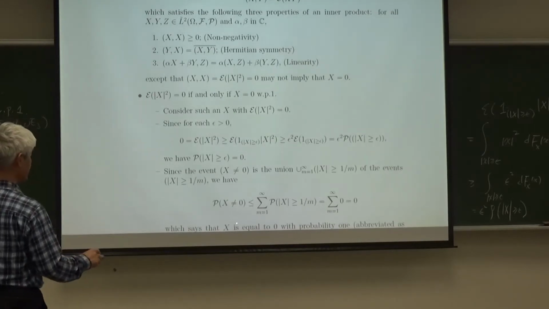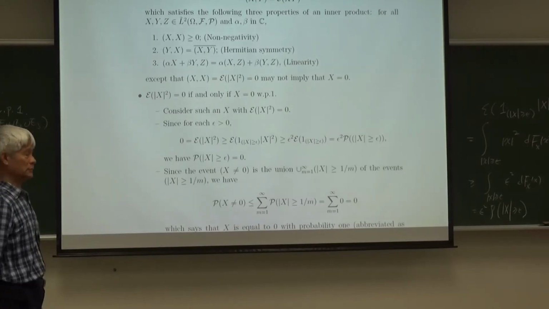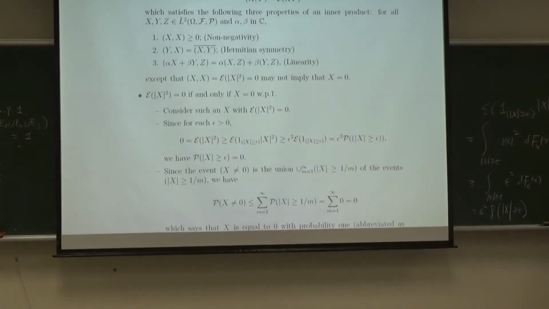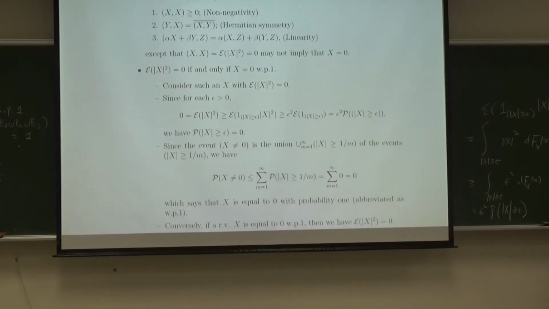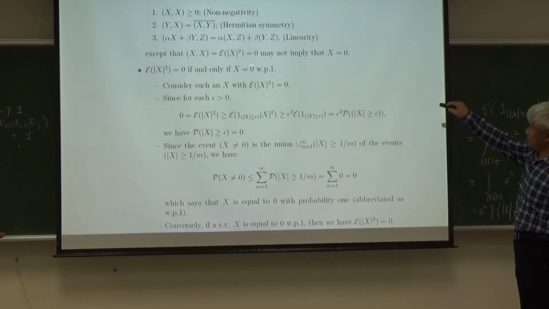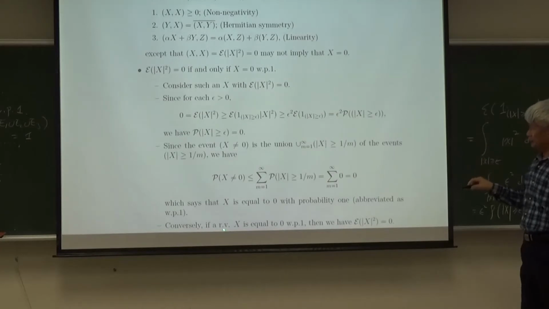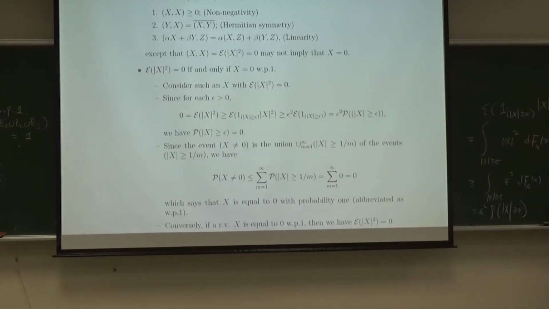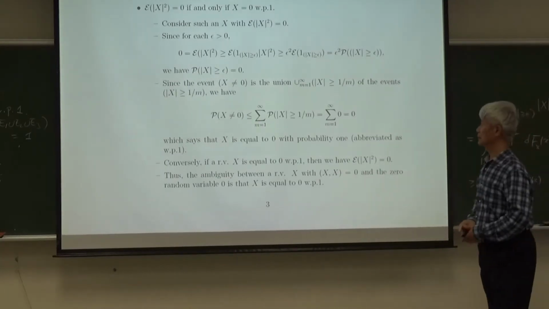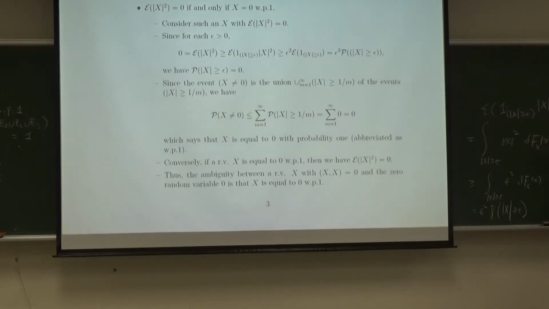So we say that X is equal to 0 with probability 1. I have shown directly that if this is true, then X equal to 0 has probability 1. Conversely, if we have a random variable which is equal to 0 with probability 1, then we must have this one.